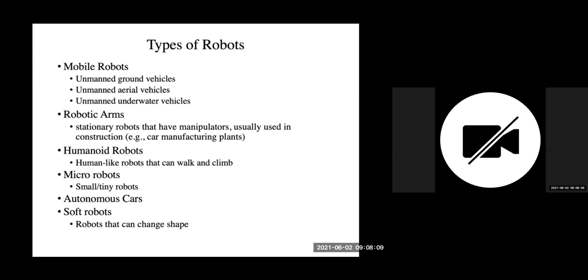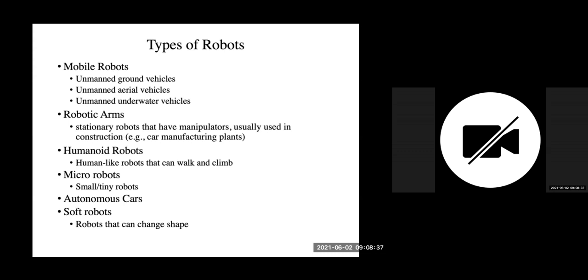Humanoid robots have been pretty popular these days. They are human-like robots that can walk and climb. If you know the DARPA Grand Challenge, they have a kind of competition on humanoid robots that can actually operate like humans. The next one is micro robots. They are tiny, small, motivated by biology, like birds and other animals. They are very small, but they're very efficient.